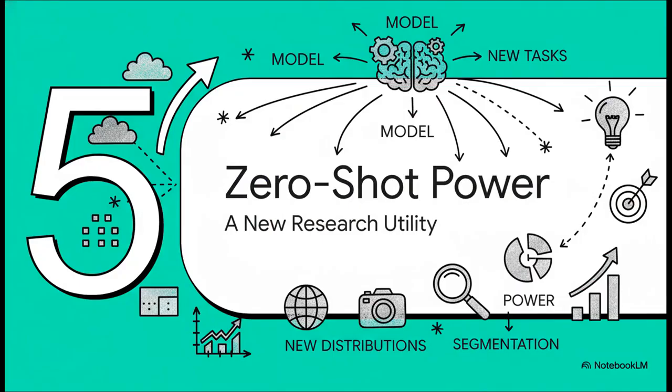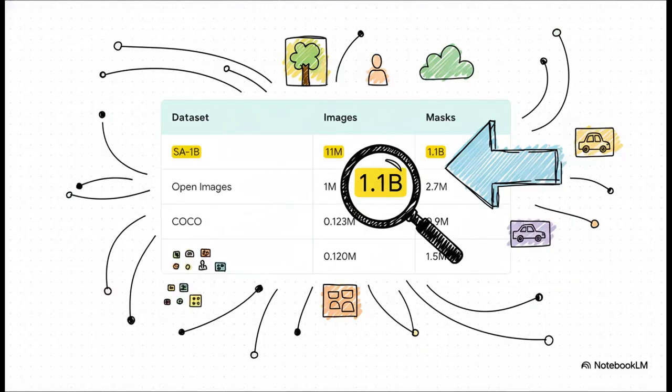Okay, so we have the model, we have the massive dataset. Now for the big payoff. What's its zero-shot performance actually like? In other words, how well does this thing work out of the box on tasks and images it's never seen before? And this table really just puts the scale of what they built into perspective. I mean, look at this. At 1.1 billion masks, SA1B is more than 400 times larger than the next biggest dataset. We're not just talking about an incremental improvement here. This is a completely different league. And it's that insane scale that unlocks its powerful ability to generalize.